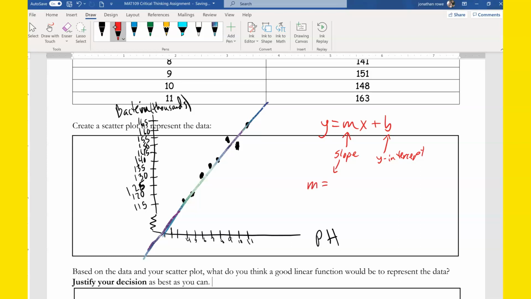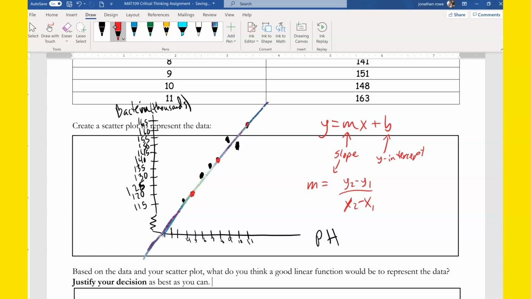M equals y2 minus y1 over x2 minus x1. It's the rise over the run, right? Or the change in the y over the change in x. So we need to estimate 2 points on our line. I think I see 3 points that look like they are pretty much on our line.